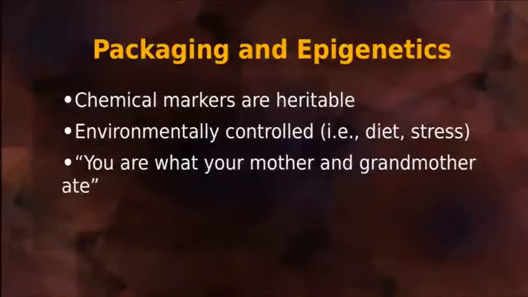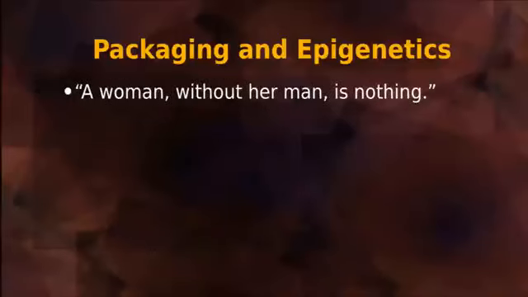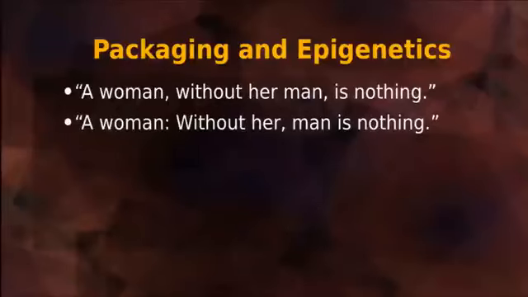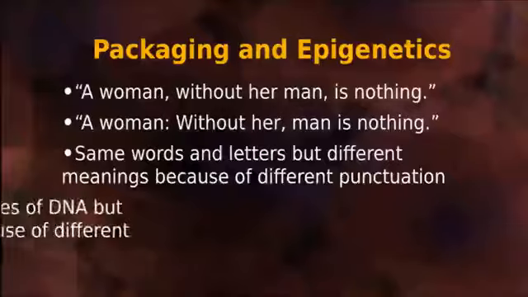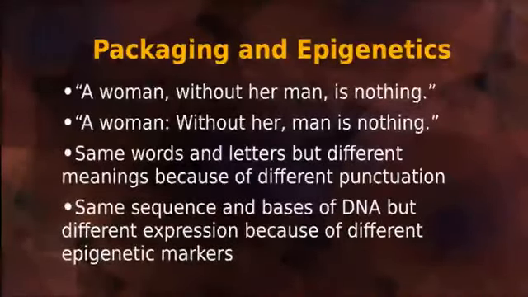So I want to use an analogy to help you understand this a little bit better. I'm going to show you two sentences. They have the exact same words, but totally different meanings because they have totally different punctuation. So, a woman without her man is nothing. A woman without her man is nothing. Now, you can choose whichever sentence you like, but here's the thing. The words are the same, but the meaning is completely different because the punctuation is completely different. And it's the same way for epigenetics. You have the same sequence, but it's expressed differently because there's different chemical markers on the DNA.